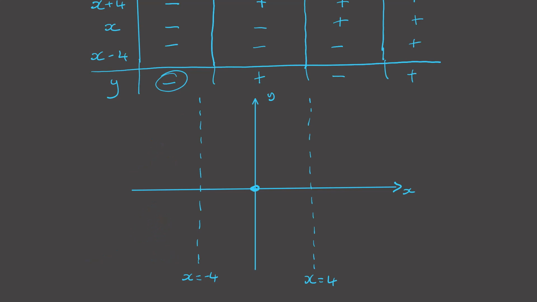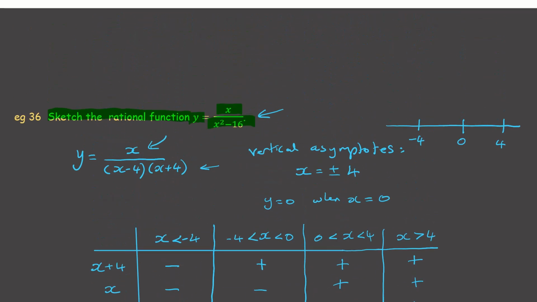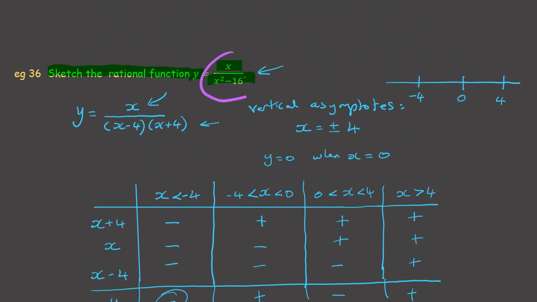When we move to the next one, negative 4 to 0, we know the graph will be up here and not down here. Moving across 0 to 4, it will be down here, not up there. And then with x greater than 4 as positive, it's going to be up there, not down there. So that's what the table tells us, where the graph is going to be. Okay, so it must come in from the asymptote. And it's going to be shaped like that. Now we're going to go back and just look at the overall function.